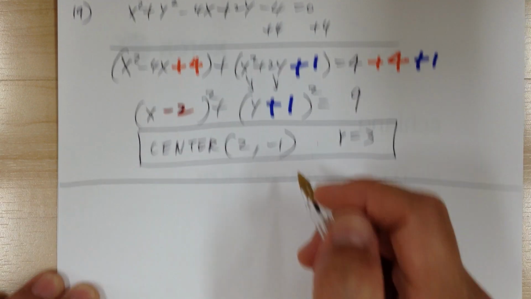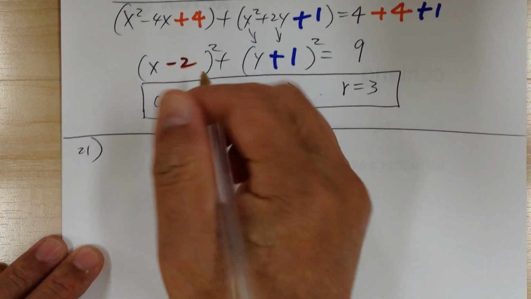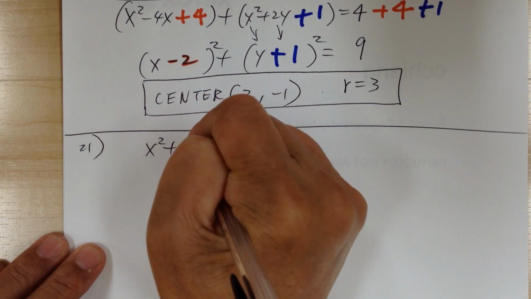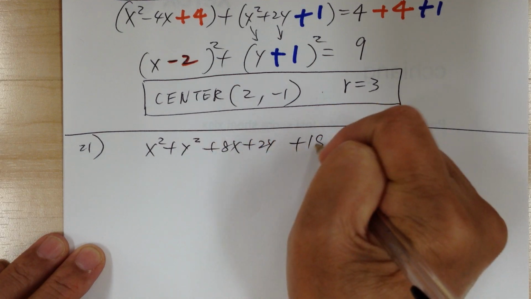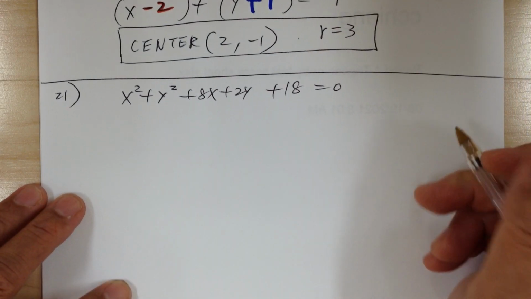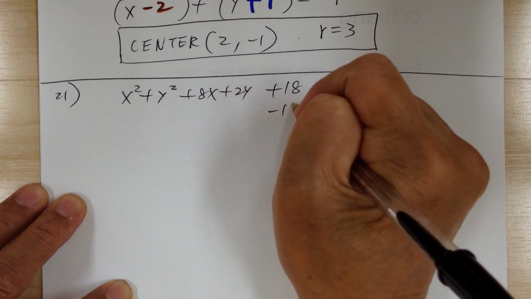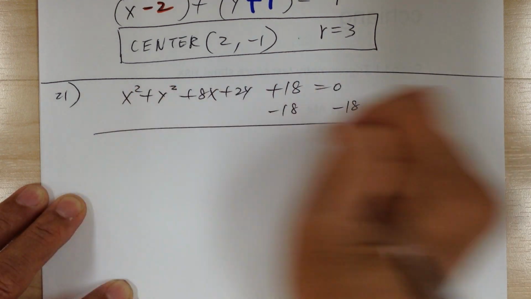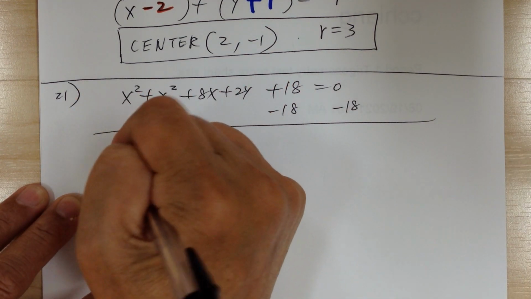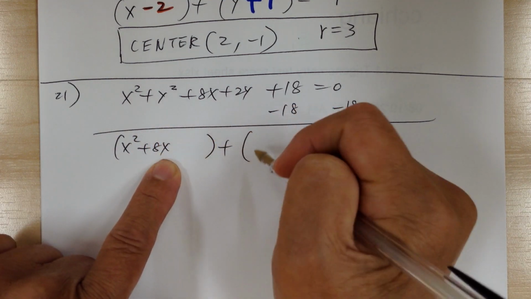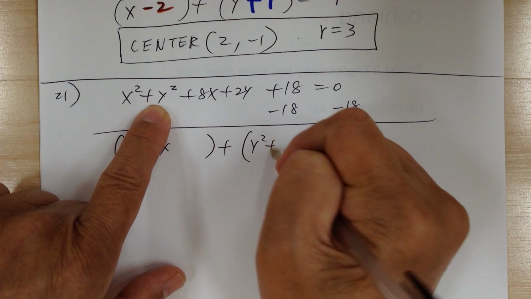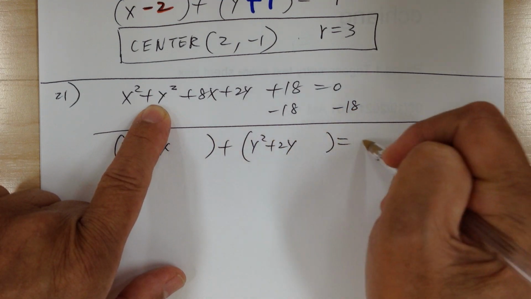Okay, let's go to the next one. You've got x squared plus y squared plus 8x plus 2y plus 18 equal to 0. First you get rid of this number, so minus 18 on both sides. Then you group your variables: x squared plus 8x, and remember to leave a blank space, and y squared plus 2y, leave a blank space.